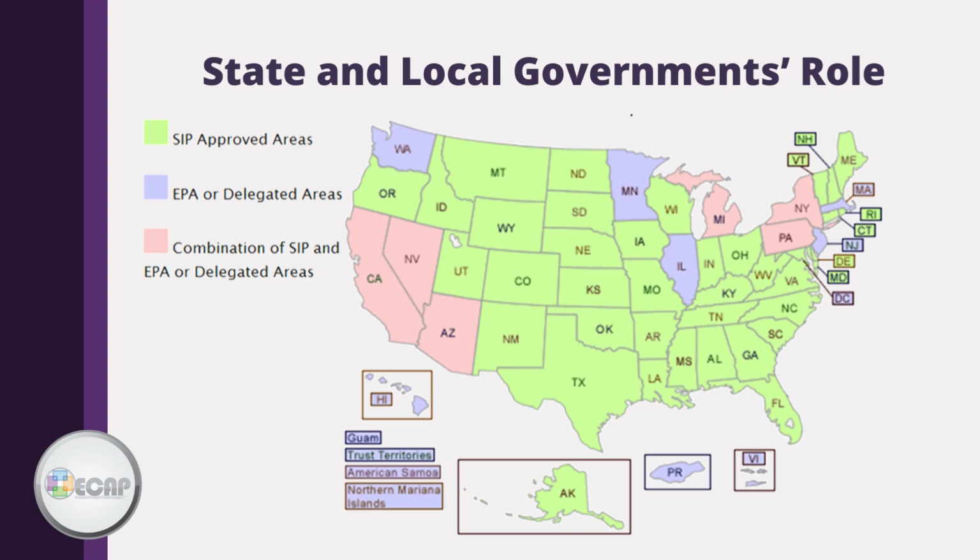As we can see, most states have developed state implementation plans, SIPs, that outline how they will control air pollution under the Clean Air Act.